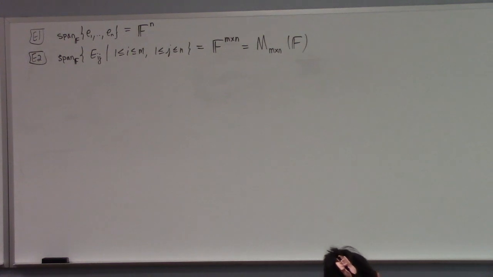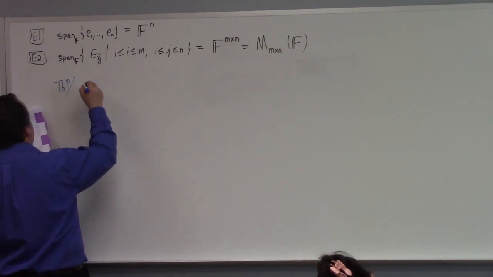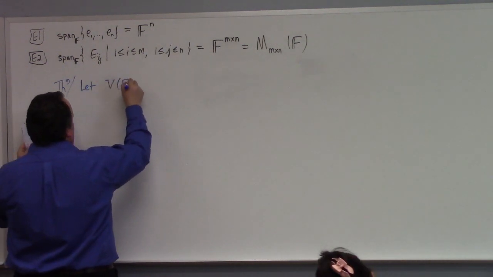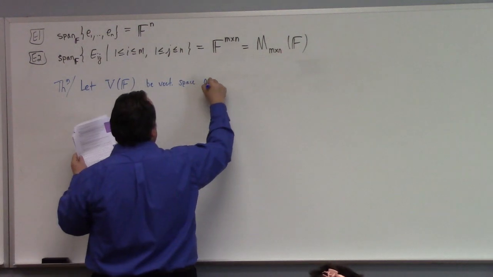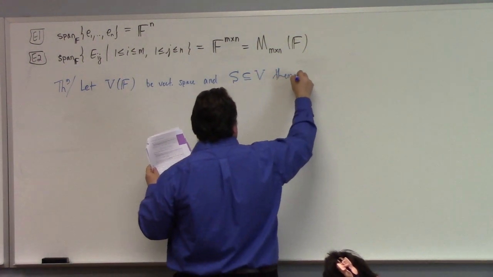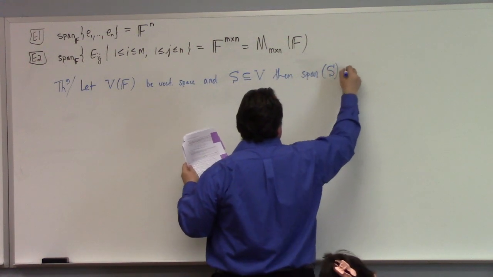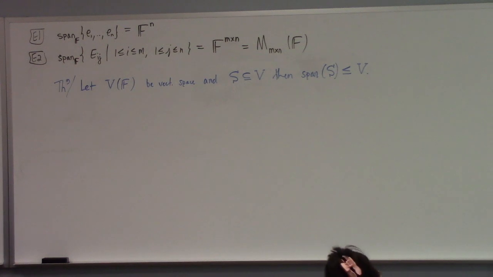Okay, so, theorem. This theorem is so simple, but if there's any theorem that's underappreciated and underused by students in Math 321, it is the following theorem. This theorem is so wonderful, so simple, and so unappreciated. Let V be a vector space over a field F, and suppose you've got S, which is a subset of V. Then the span of S is a subspace of V. That's the theorem.